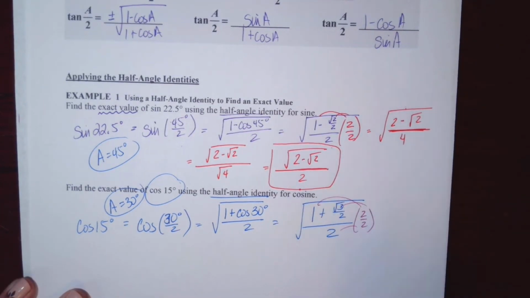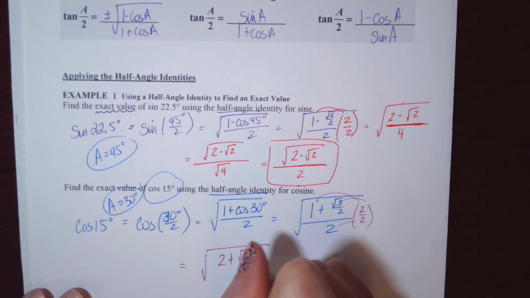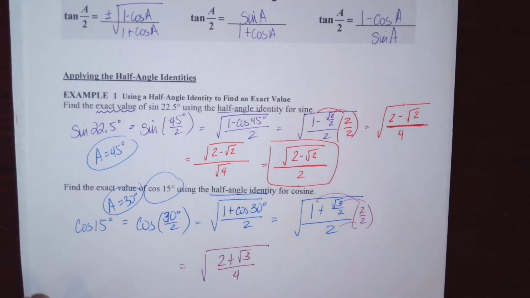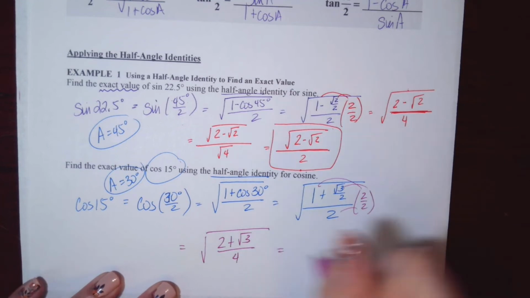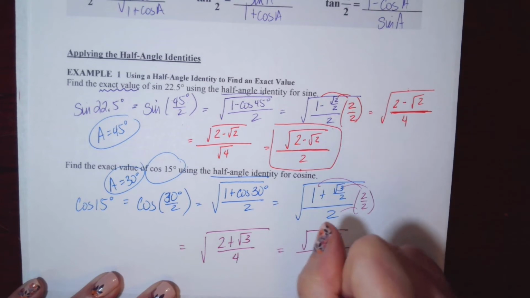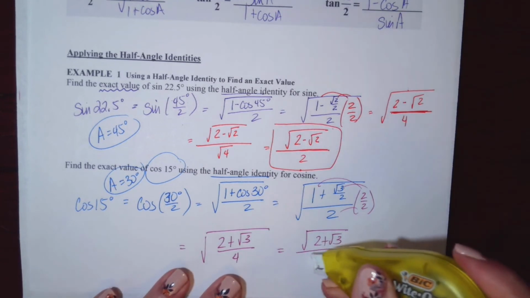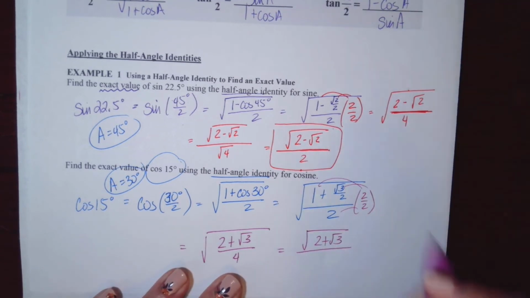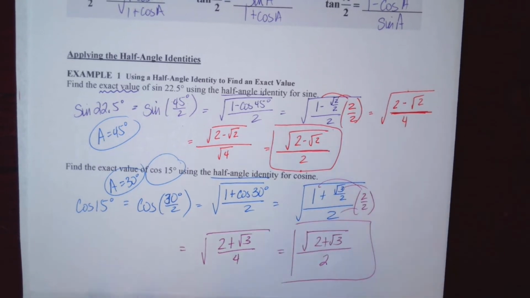distributing so that I get square root of 2 plus square root 3 over 4, all underneath the radical. I can't simplify my numerator, but the square root of 4 is 2. So when I rewrite this as a 2 here, I no longer have that denominator underneath my radical sign. That's just a denominator of 2. Okay. So that's how we apply these half angle identities.